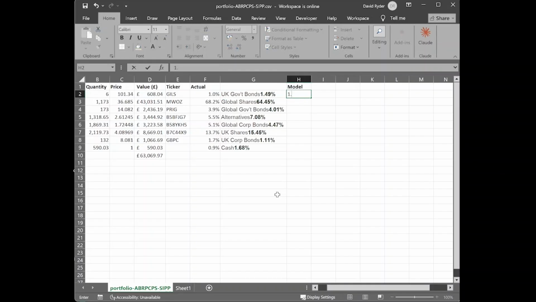So this is 1.49%. That is 64.45%. That is 4.01%. 70.